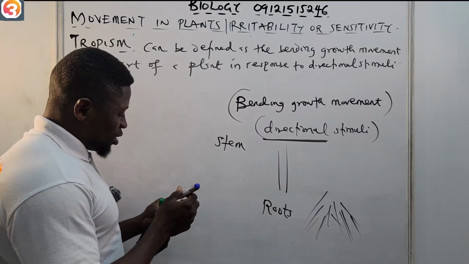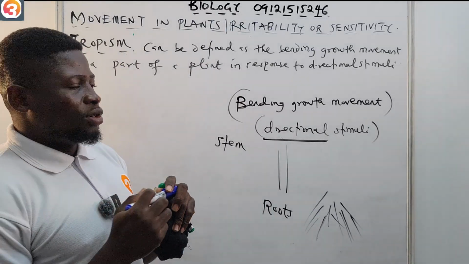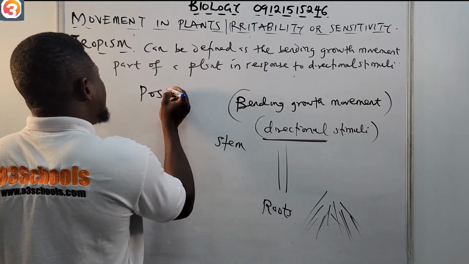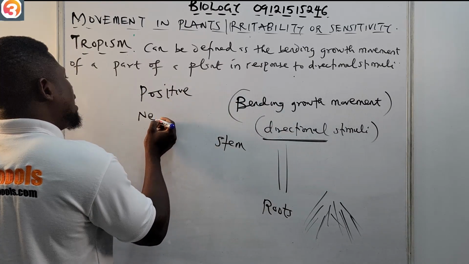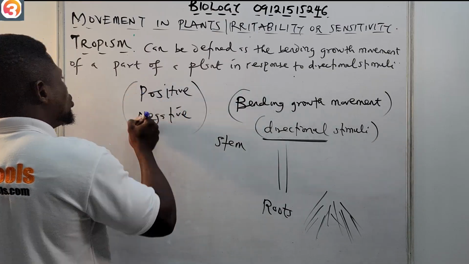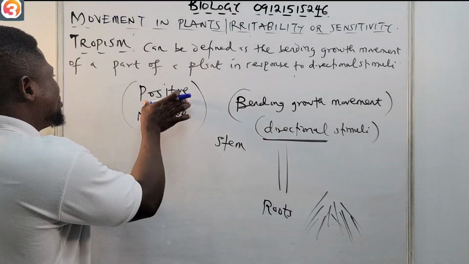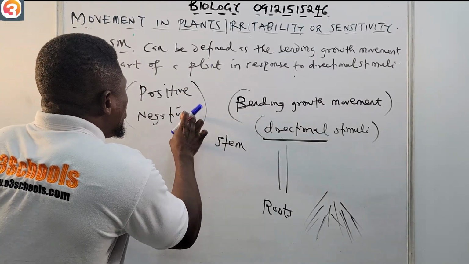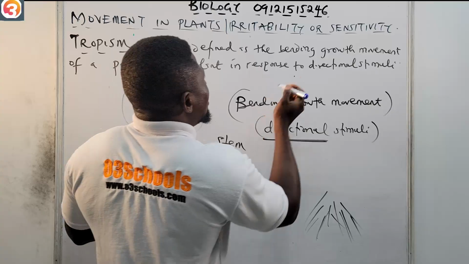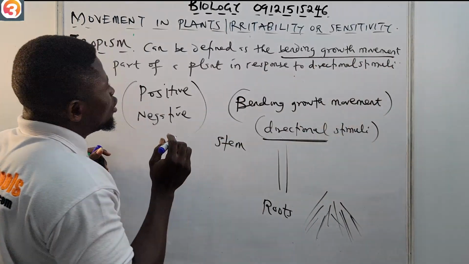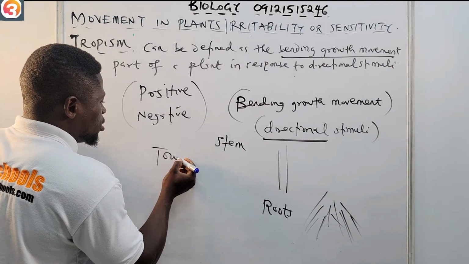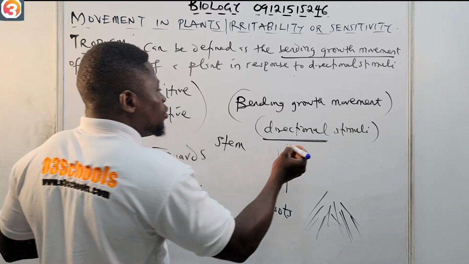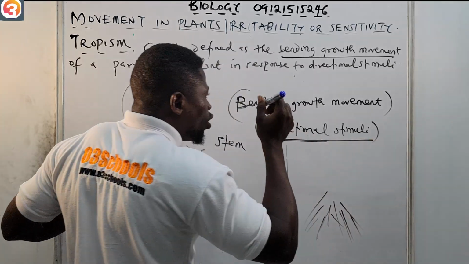And of course, tropism can also be described as positive or negative, depending on whether this bending movement is towards or away from the direction of the stimuli we're talking about.